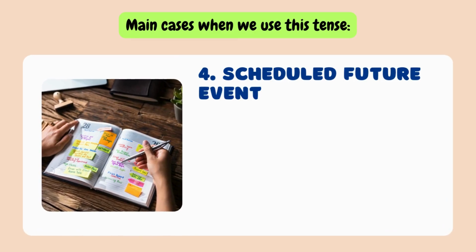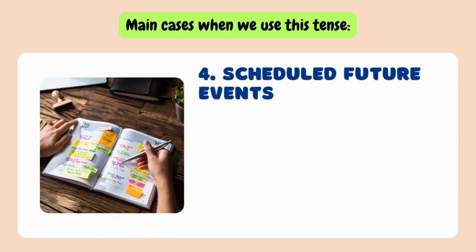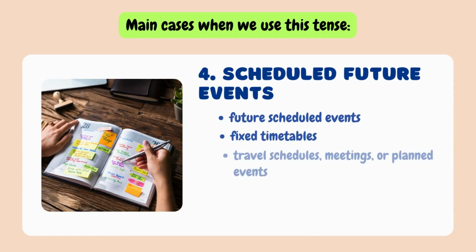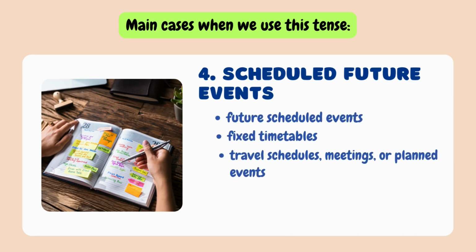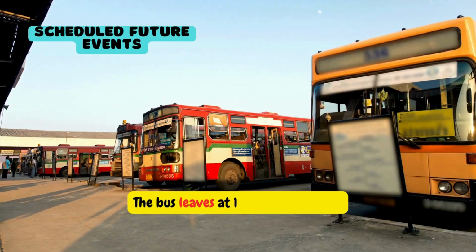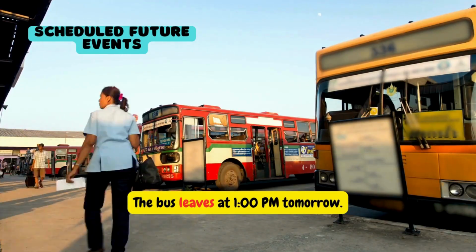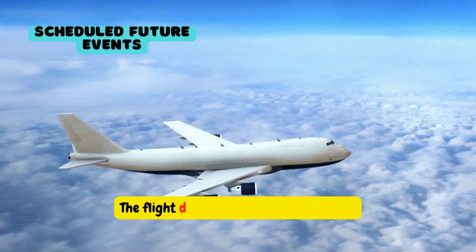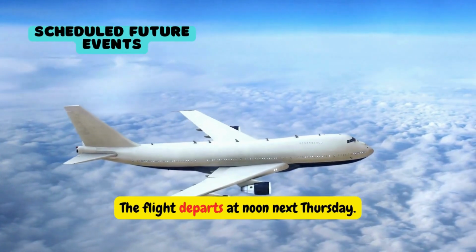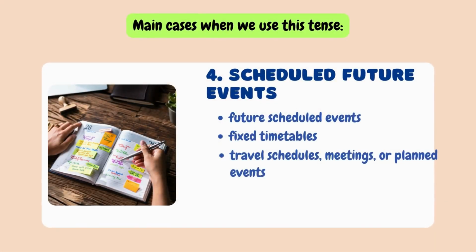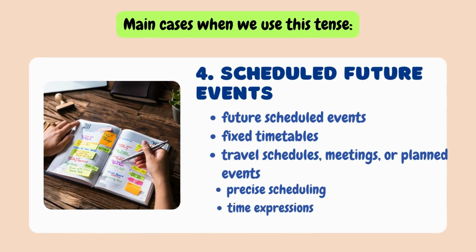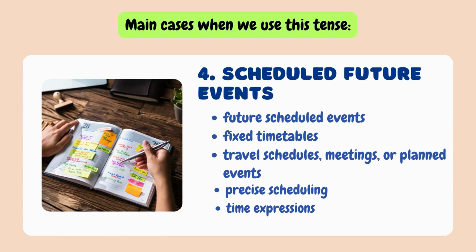Scheduled future events. Interestingly, we also use the present simple to discuss future scheduled events or fixed timetables. This is common with travel schedules, meetings, or planned events. For example, the bus leaves at 1 p.m. tomorrow. Our meeting starts next week. The flight departs at noon next Thursday. Notice how this usage relies on precise scheduling and often includes time expressions like tomorrow or next week.